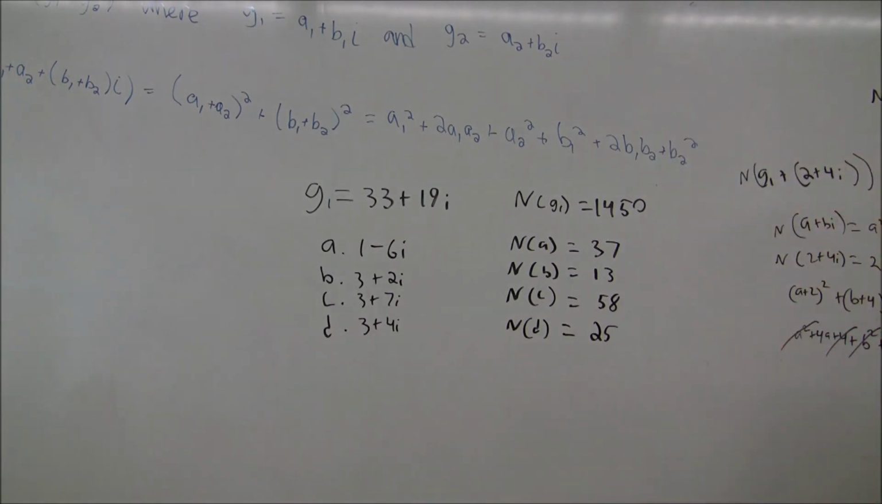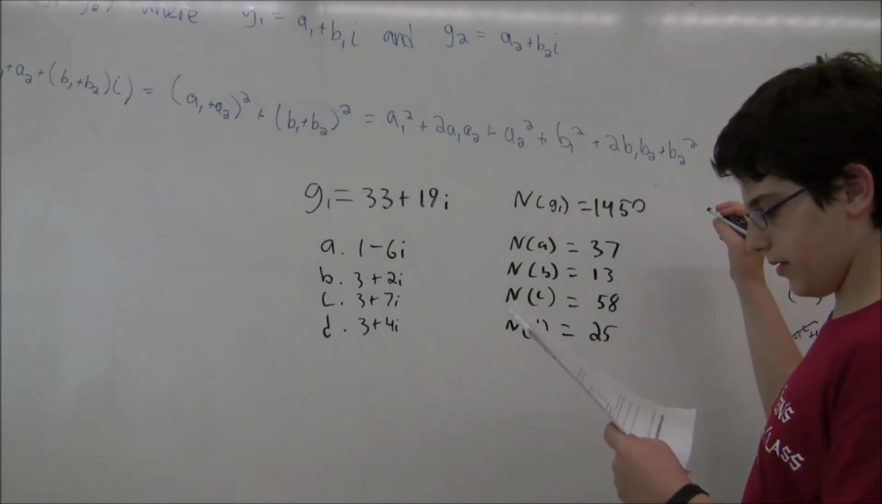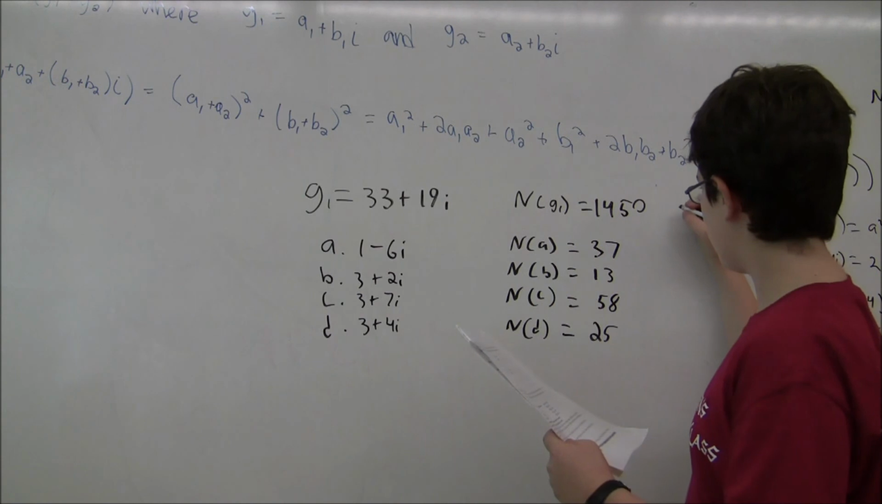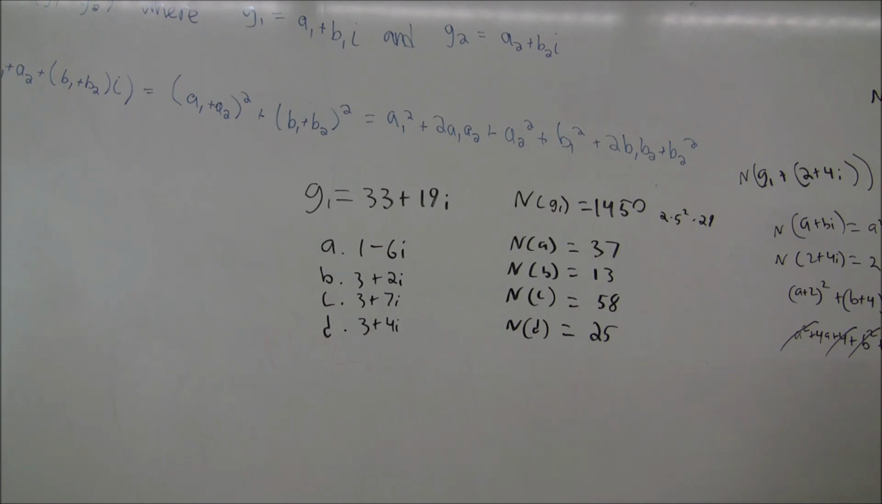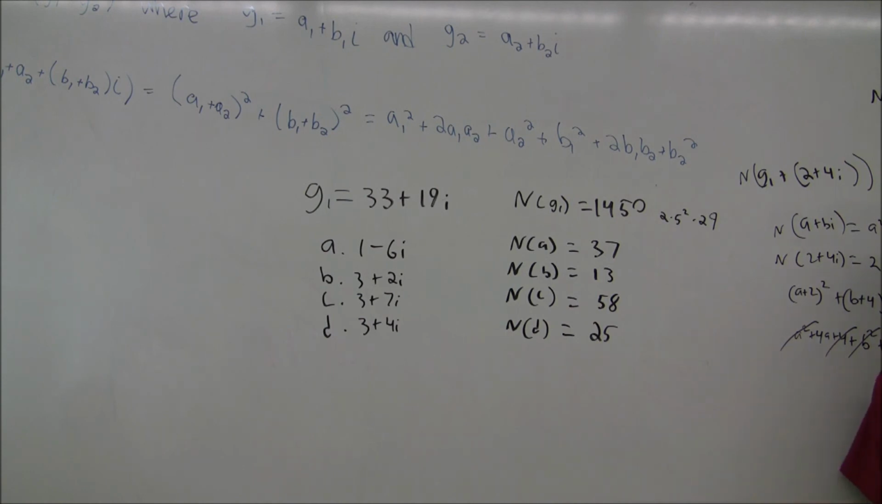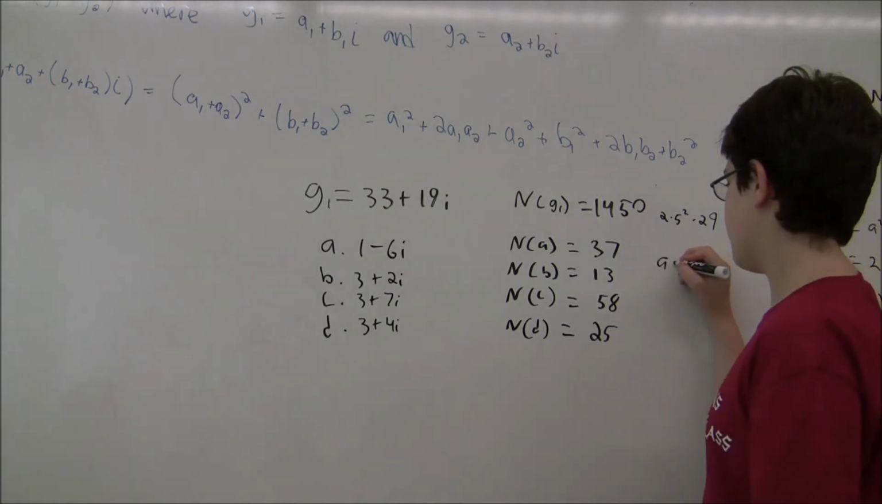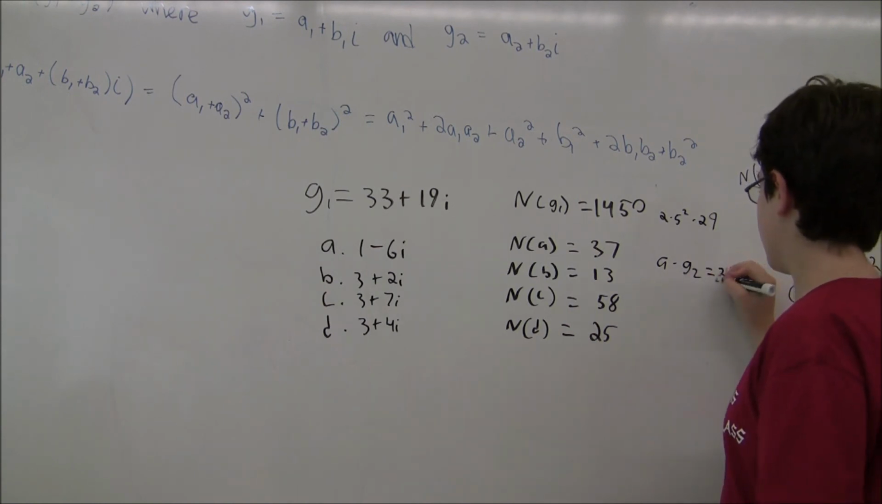Looking at A, you might want to write the prime factorization of 1450. It's 5 squared times 58, which is 5 squared times 2 times 29. So obviously 37 does not divide it. So let's say that there existed some Gaussian integer G2 such that A times this new G2 was 33 plus 19i.